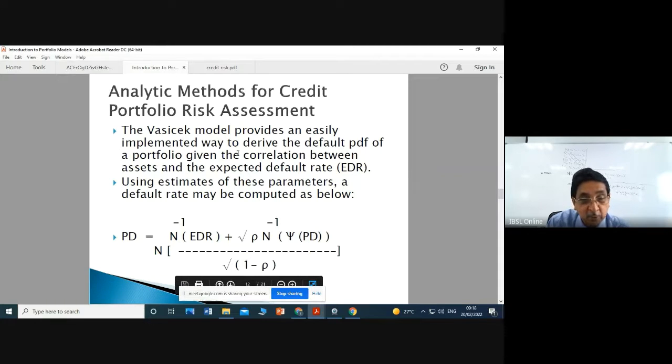And there's another model called Vasicek Model. It provides an easily implemented way to derive the default PDF of the portfolio given the correlation between assets and the expected default rate.